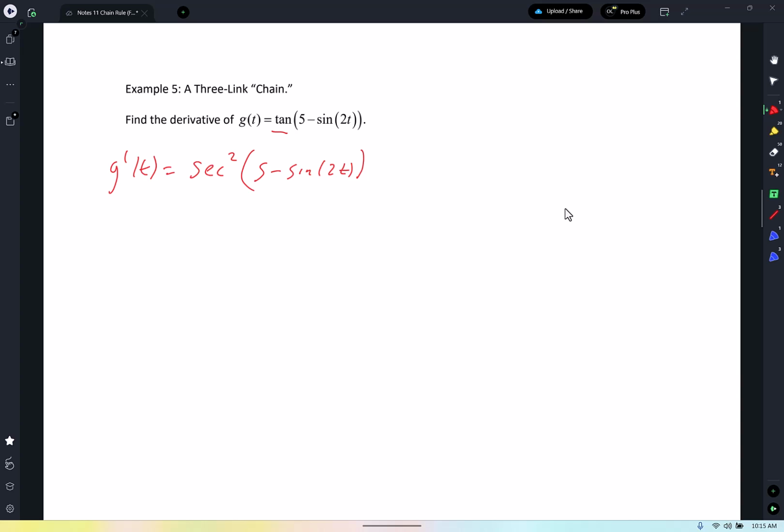Then I do the derivative of this inside. The derivative of 5 is 0. What's the derivative of negative sine? Negative cosine. Keep the argument. And now I got to do the derivative of that inside. What's the derivative of 2t? 2. All of it is a product, so maybe rewrite it nice and pretty. Remember, this is the argument of secant, so you can't do anything about that. So it's going to look like this: negative 2 cosine 2t secant squared of 5 minus sine 2t.